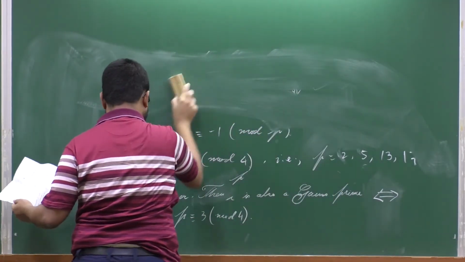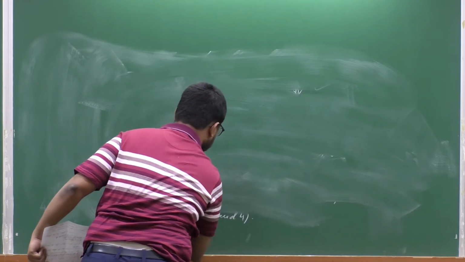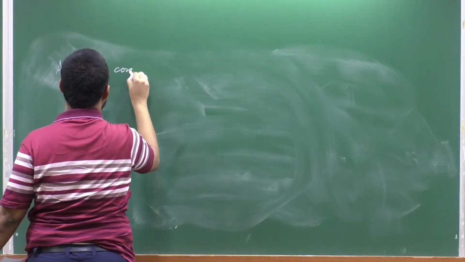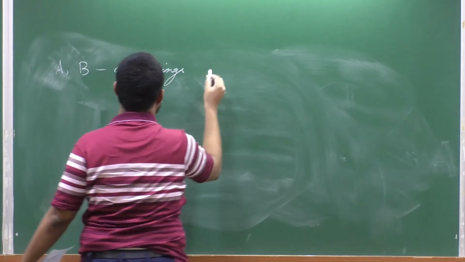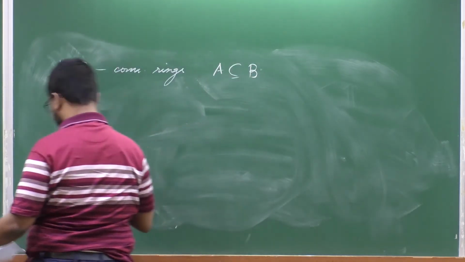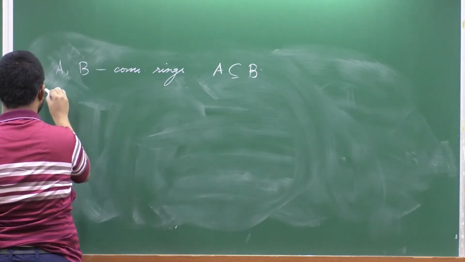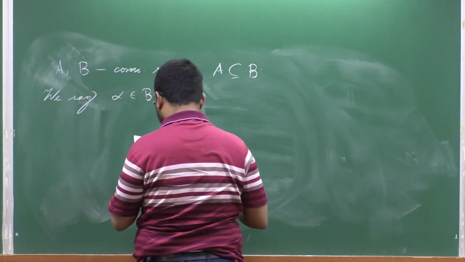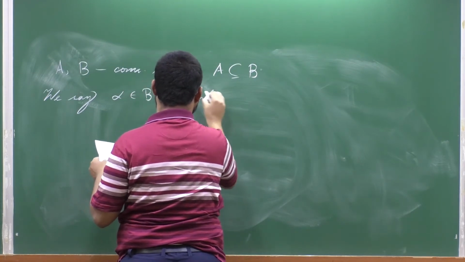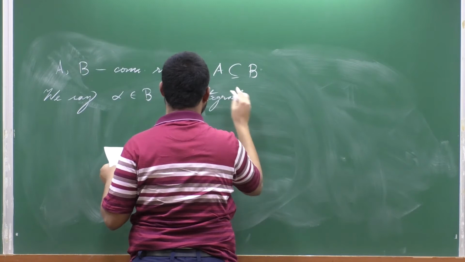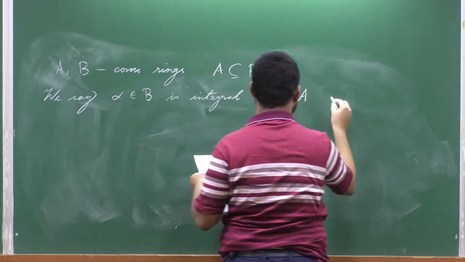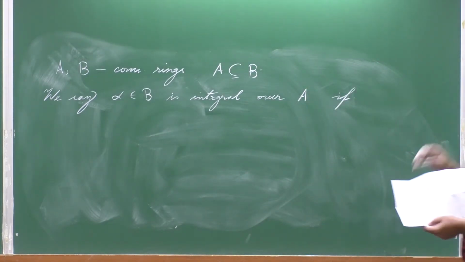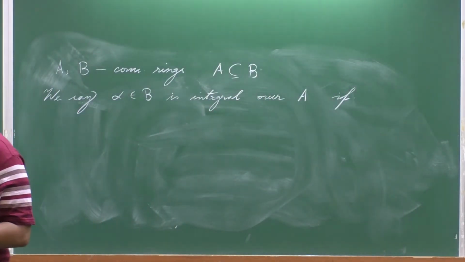As I have already said, our setup is that we have two commutative rings A and B, and A is a subring of B. So we say alpha belonging to B is integral over A if, well, before giving the definition, let me first tell you some concrete examples that we have already seen, and that will immediately tell you how to formulate the definition.